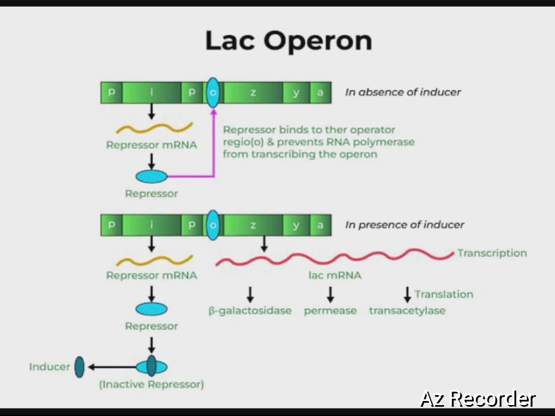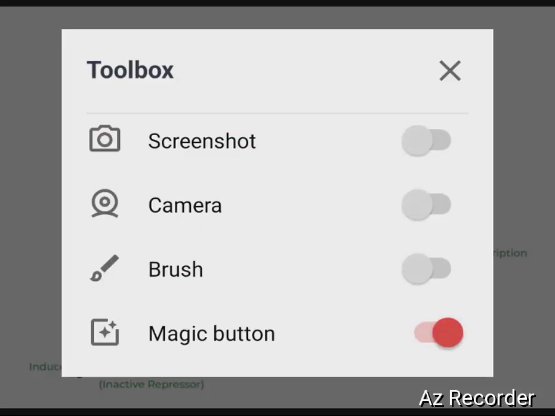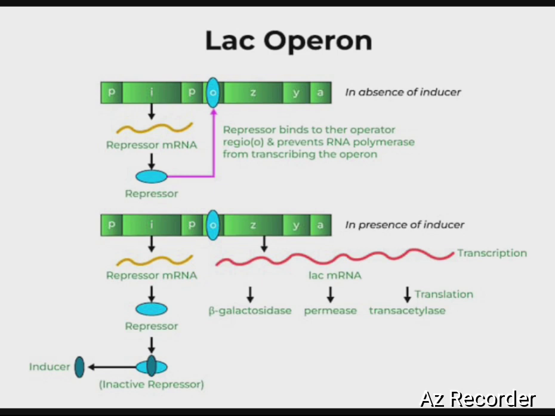Basically, these structural genes are Z, Y, and A. These are called structural genes. And this I is the repressor gene, which codes for the repressor. This is P for promoter, and this is O for operator, right?